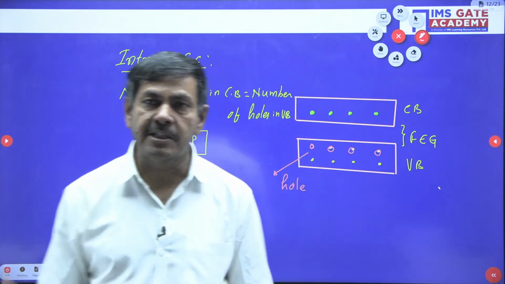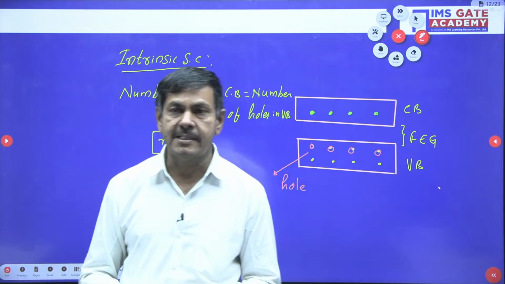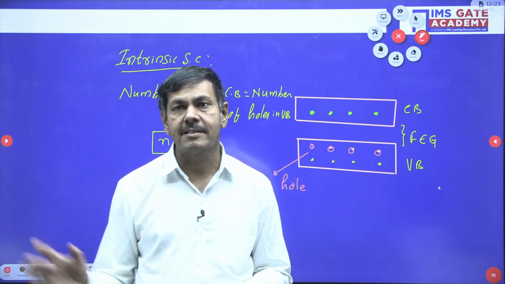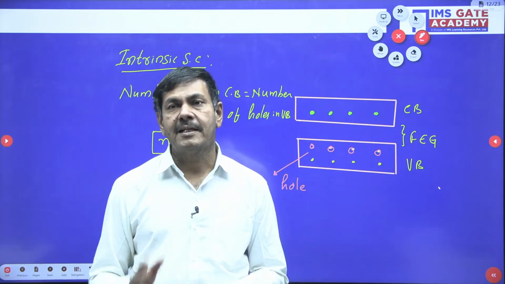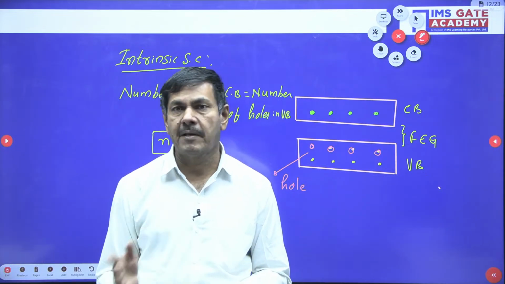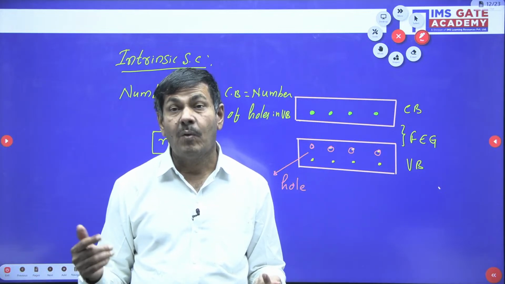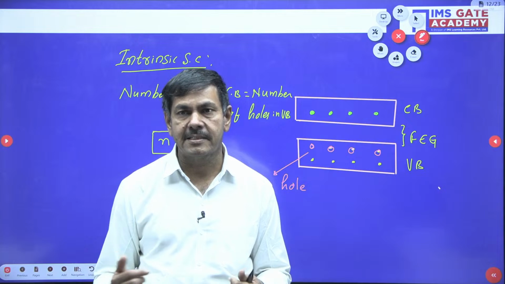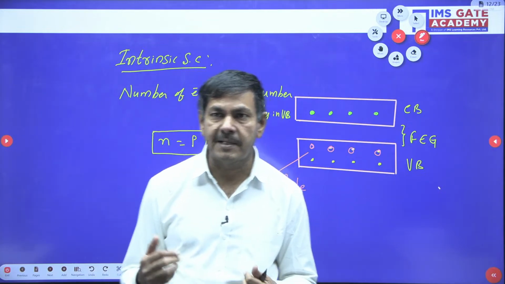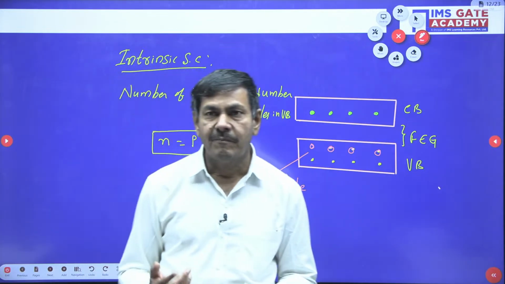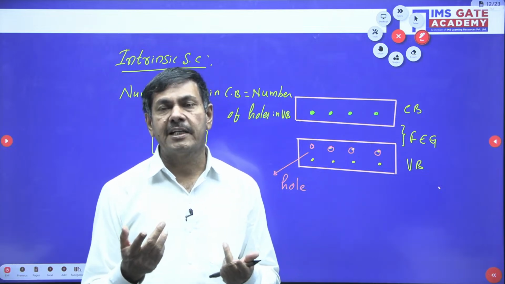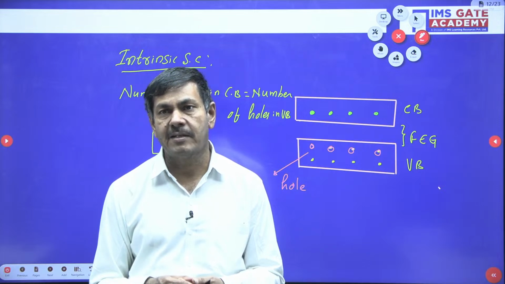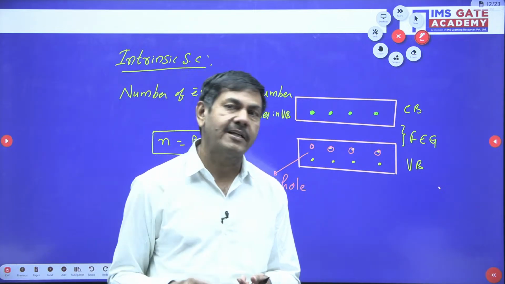Anyhow, the information you have to remember here is that a pure type of semiconductor is called an intrinsic semiconductor. It contains an equal number of electrons and holes. When temperature is applied, electrons move from the valence band to the conduction band, and that many holes are created in the valence band. Those two are always equal.